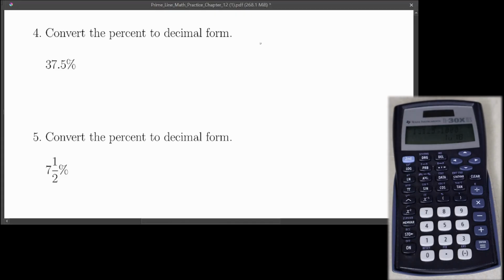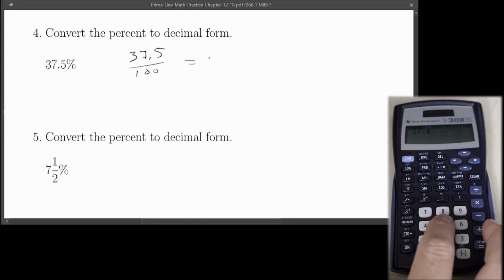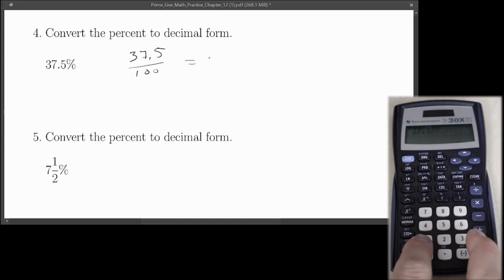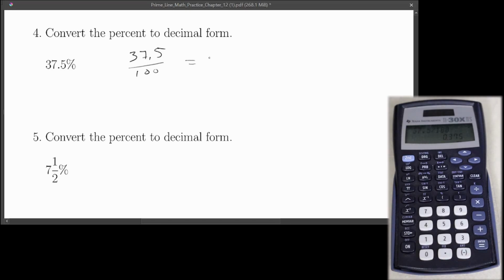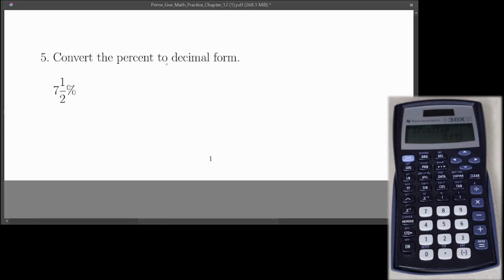Convert the percent to decimal form. So we've got 37.5 over 100, and we get 0.375. Visually you can see we're just moving the decimal place 2 spots to get our final answer once we have it as a decimal.